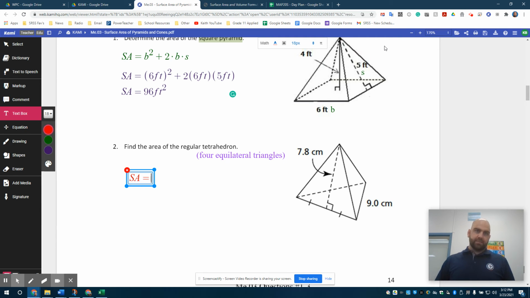So surface area is going to be the area of one side. This is going to be base times slant height divided by 2, and we're going to multiply that by 4. Also known, we can just multiply this by 2. That's all we would have to do. Base times slant height divided by 2 times 4.